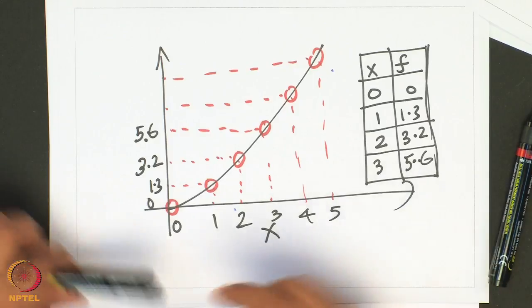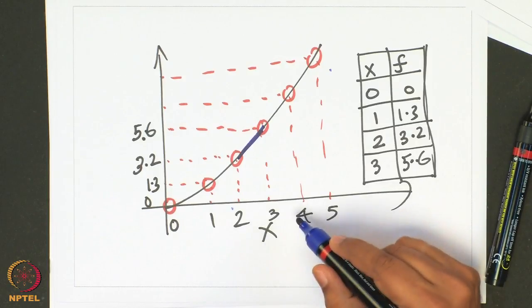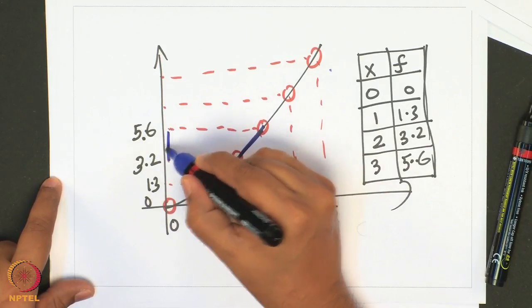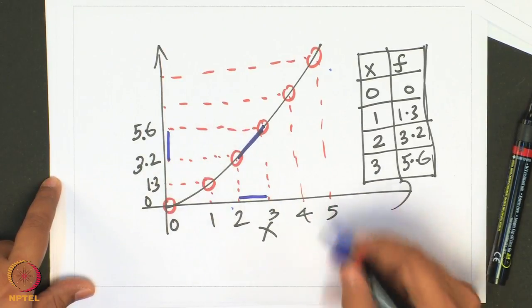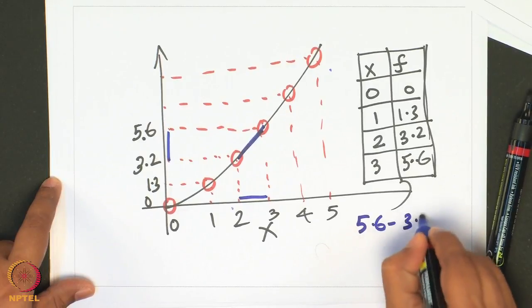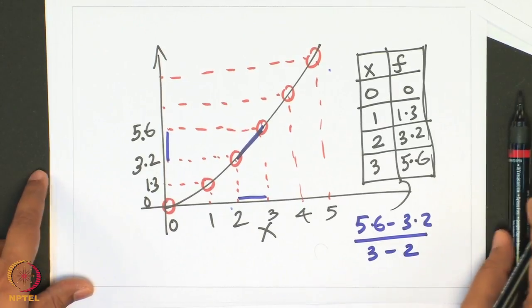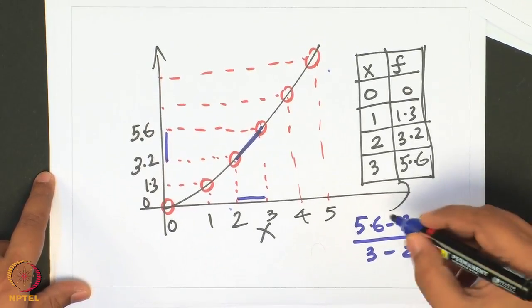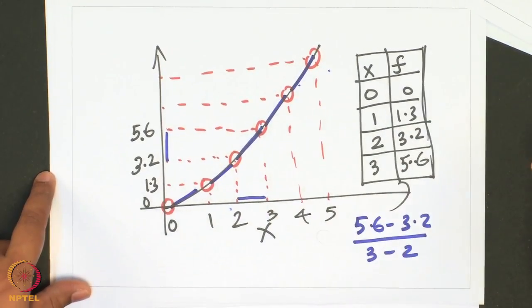Now if you want to calculate the derivative, the slope at any point here, if these values are close enough, we can accurately calculate the slope, which is this difference divided by this difference. So 5.6 minus 3.2 divided by 3 minus 2. This would give us the slope for this particular segment. For each segment we can calculate the slope. So this is the way to numerically calculate the slope.